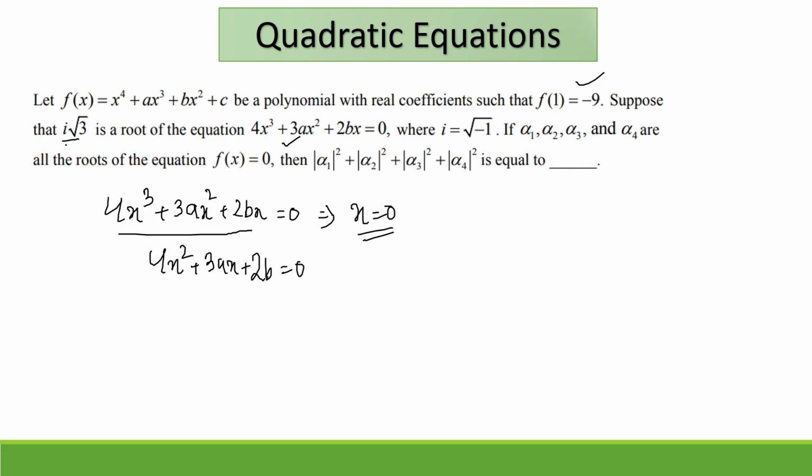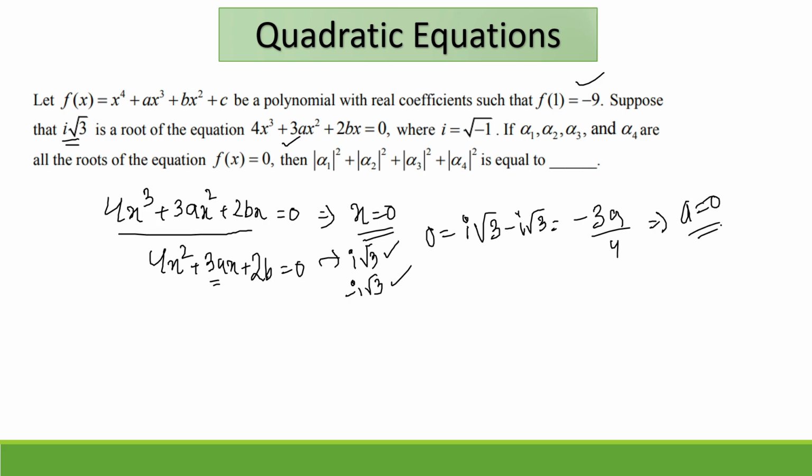And if i root 3 is a root of this equation, then minus i root 3 must also be a root because imaginary roots occur in pairs. Then using Vieta's relations, we can say that the sum of the roots, i root 3 minus i root 3, should equal minus b by a. So minus b is basically minus 3a here, by a. So this is 0. So this would give us a equals 0.